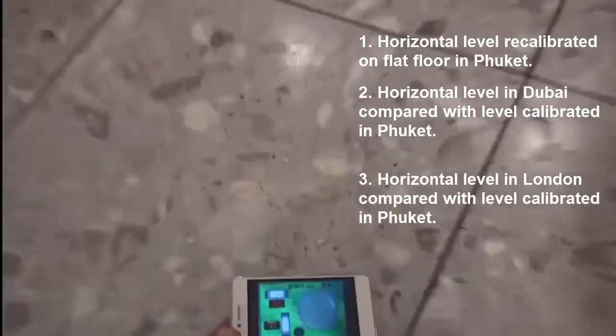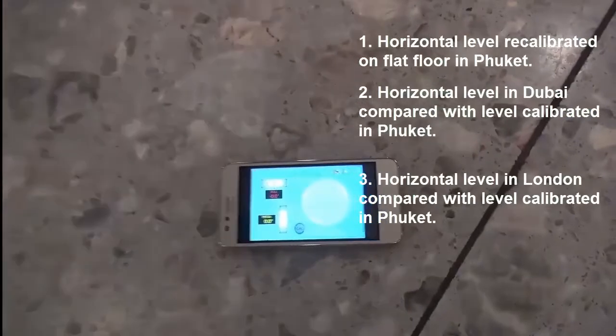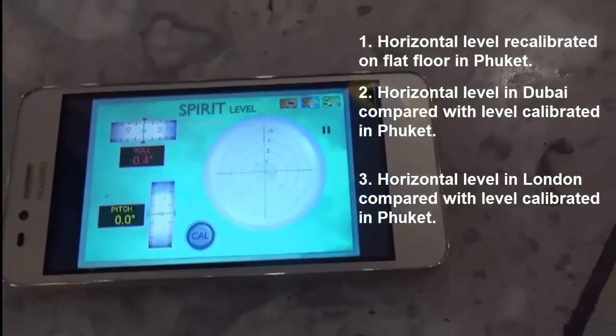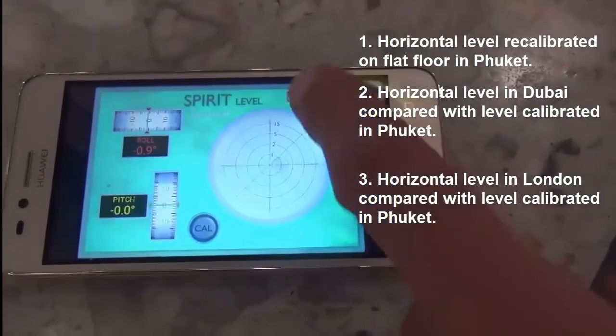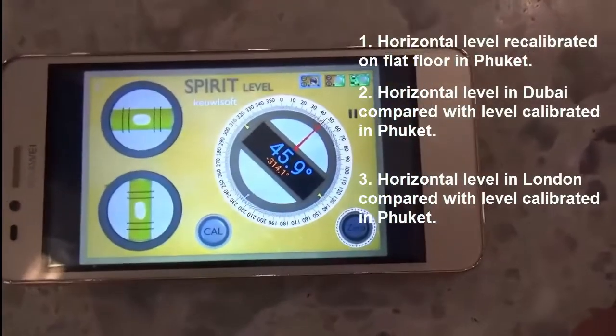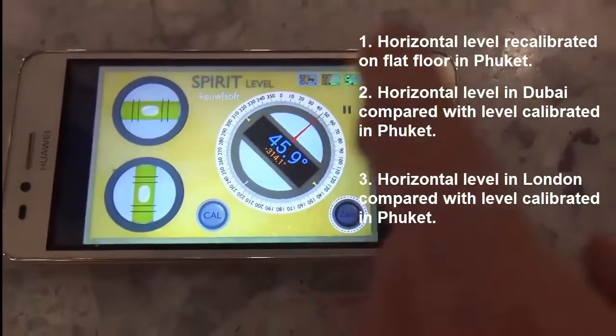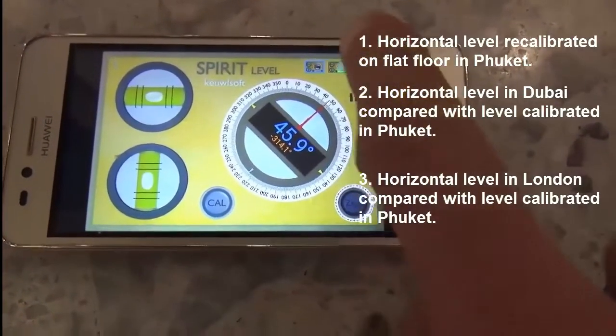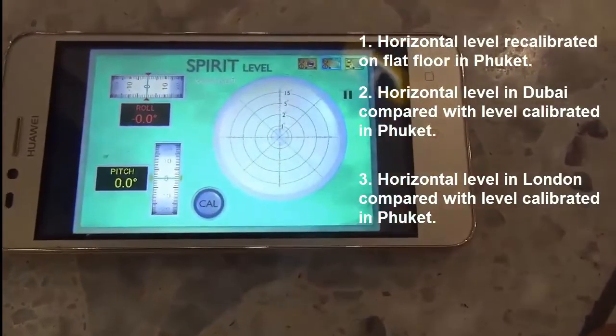I've just arrived at Heathrow and put this baby on the floor. Dead center. It's still level. Okay.